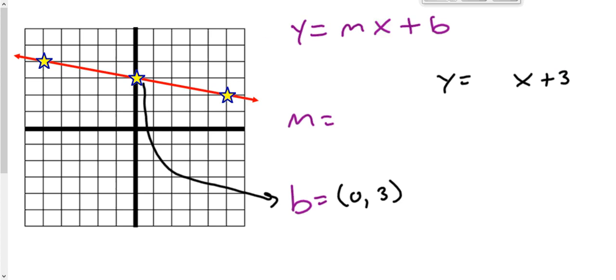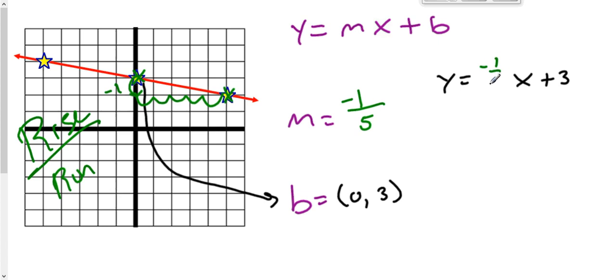And then our rate of change, let's just go from this star to this star. Keep it simple this time. Rise over run. So we go down or up first. Down 1. 1, 2, 3, 4, 5 to the right, so that's positive. There's the equation of our line.